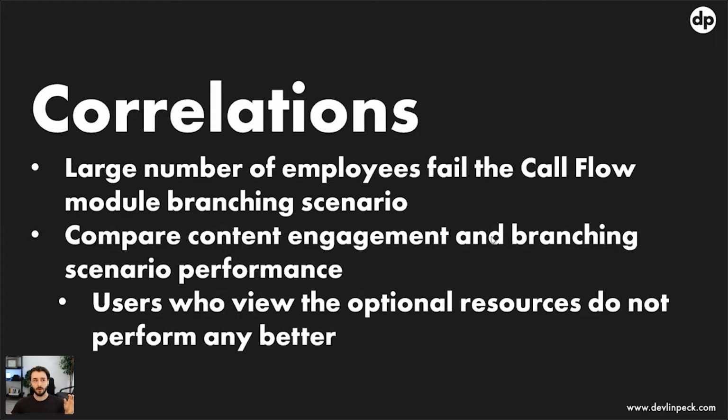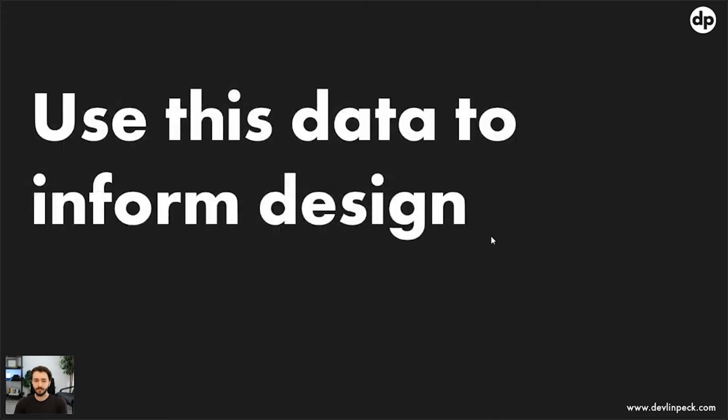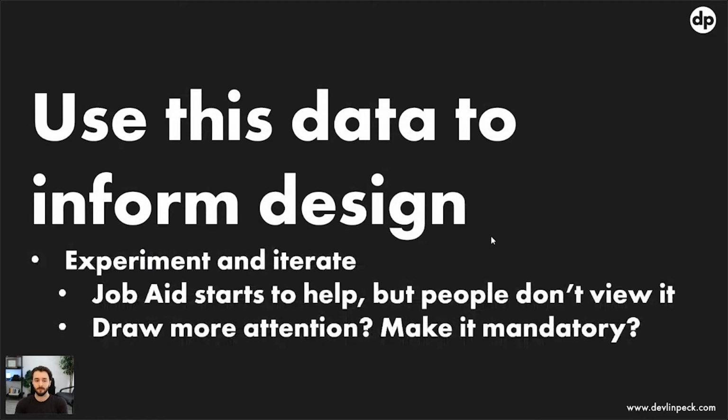We would say, show us the average quiz score of all of the users who looked at both the job aid and the video. That's a fairly easy query to make in most learning record stores. So maybe we find that people who are viewing these job aids and videos are performing just as poorly as the people who are not viewing them. So it seems like our job aids and videos are not helping, or else our actual scenario is faulty. We would use this data to inform our design. So now there's clearly a problem. People are failing this, and our content isn't helping them.